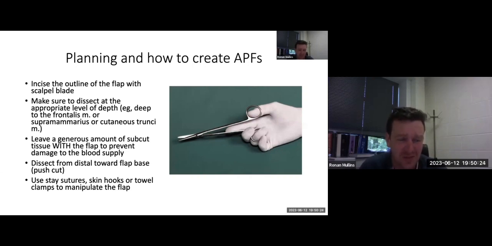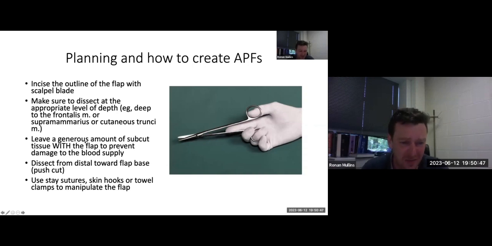Make sure that you dissect the flap at the appropriate level. So for example, with superficial temporal, you're going deep to the frontalis muscle. For a thoracodorsal, you're going deep to the cutaneous trunci. And for the caudal superficial epigastric, you're going deep to the supramammarius muscle, right down to the external rectus sheath. So you need to make sure you know those levels, otherwise you could obviously injure the flap.